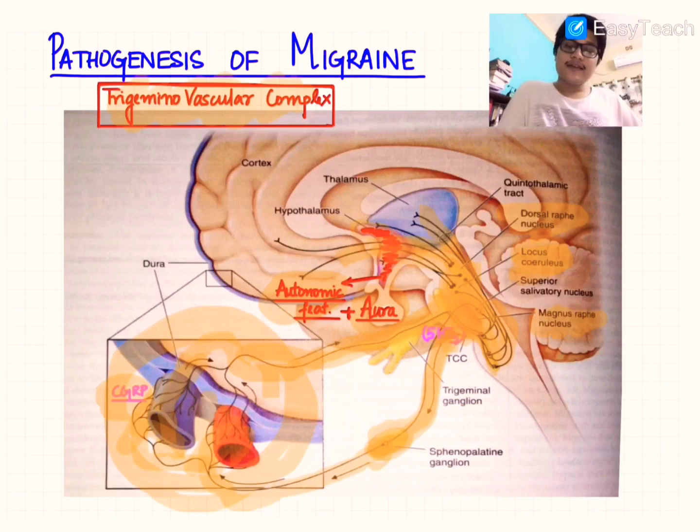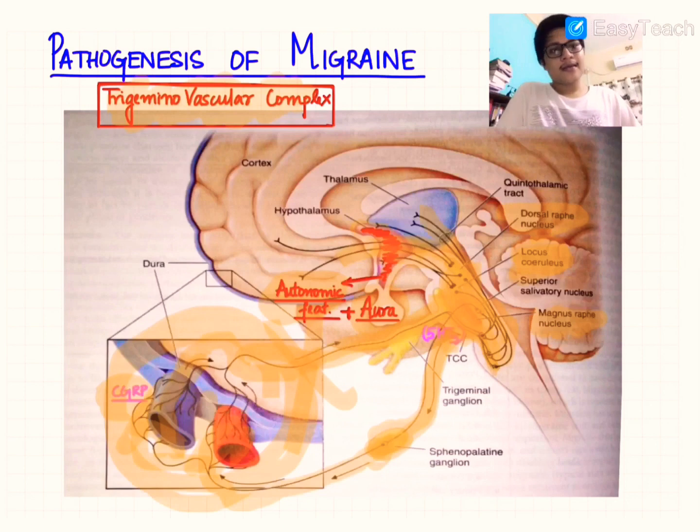Now, 5-HT1B and 5-HT1D are presynaptic autoinhibitory receptors. They are similar to the alpha 2 receptors found in the sympathetic system. So stimulation of these 5-HT1B or 1D receptors will actually inhibit the serotonin release and inhibit this pathway. So 5-HT1B 1D agonists are our mainstay of treatment during an acute attack of migraine.